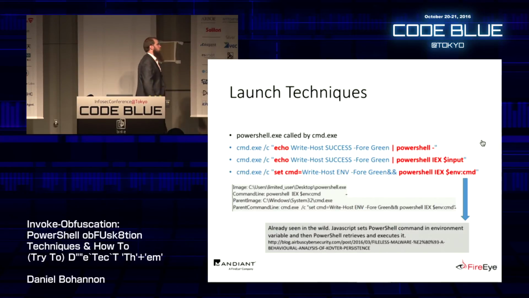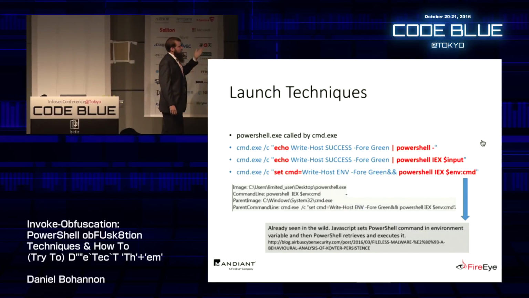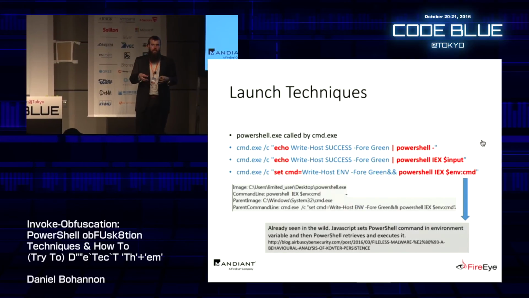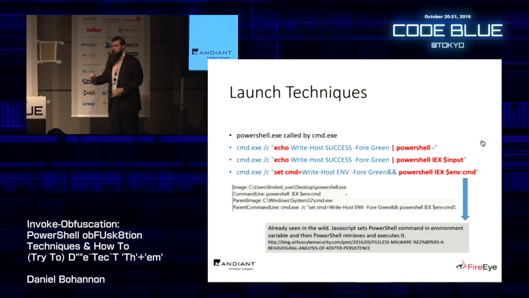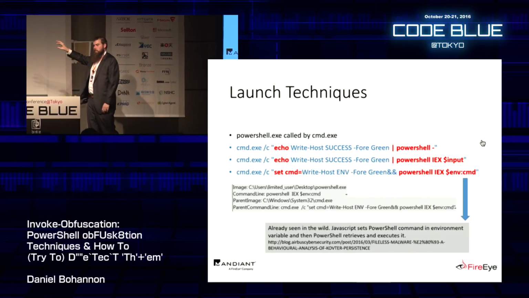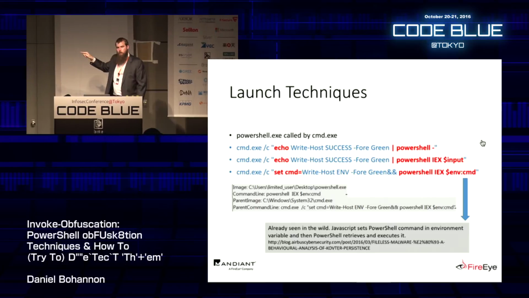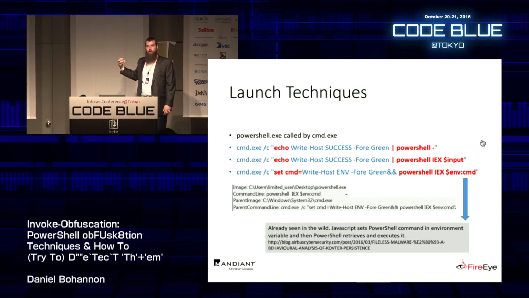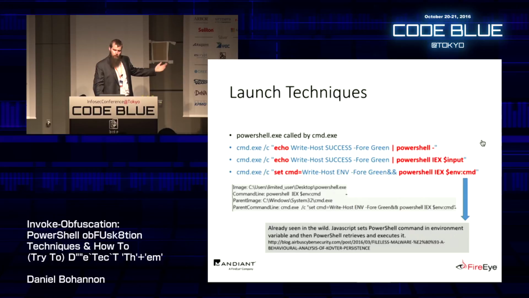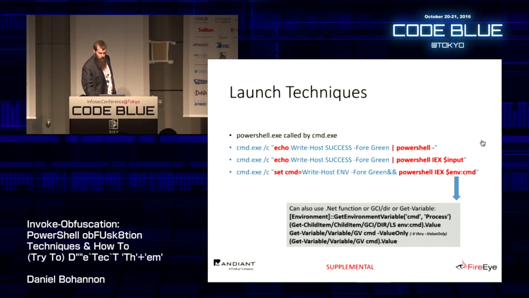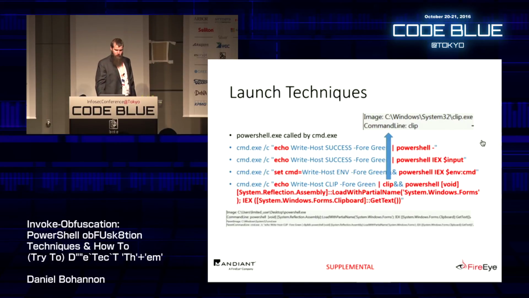Another way that we can do this, and we do see malware doing this, is setting your PowerShell command in a process-level environment variable. So again, cmd.exe sets the PowerShell command, and then spawns a PowerShell process to invoke the contents of that environment variable. And as you can see, the actual evil command is in the parent process. I'll leave this for the supplemental material. You can do a similar thing with clipboard. You can basically pipe your command into clipboard and then have PowerShell pull the contents out of clipboard and invoke them.